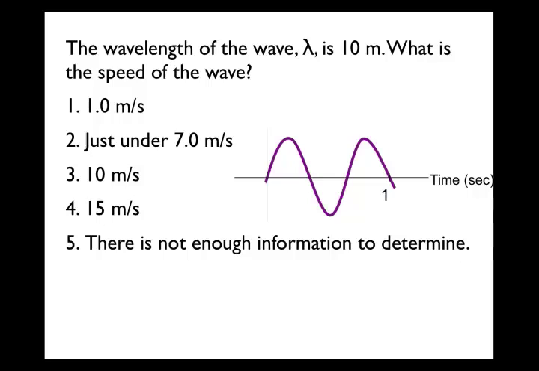How about if we tell you the wavelength of a wave is 10 meters, what is the speed of the wave? Is it 1 meter a second, just under 7 meters a second, about 10 meters a second, 15 meters a second, or there's not enough information to determine?